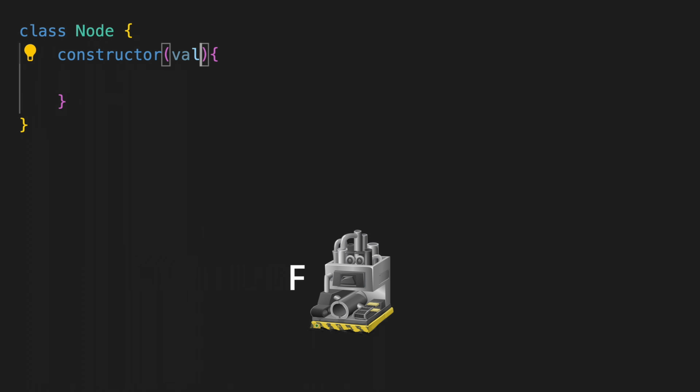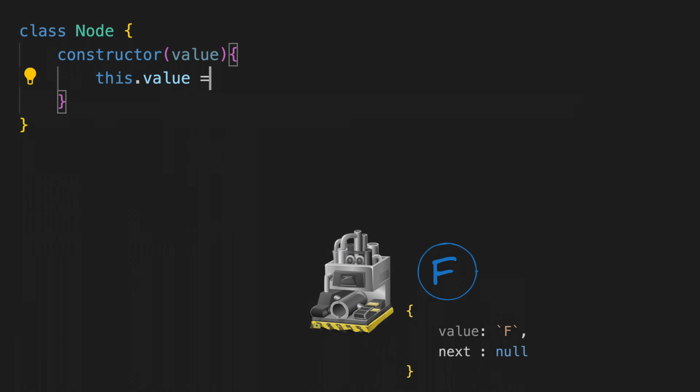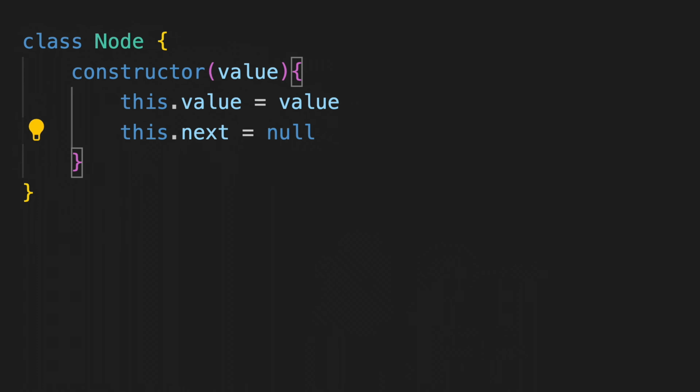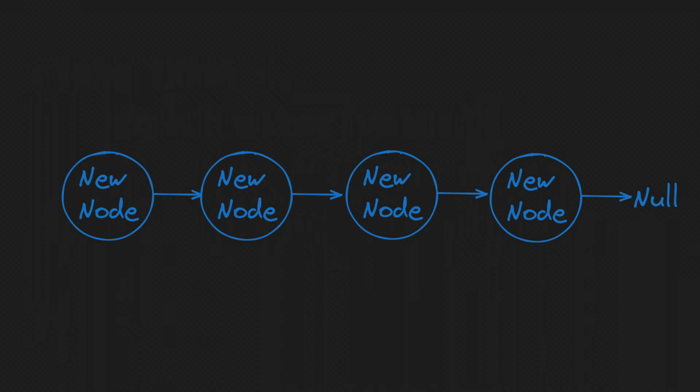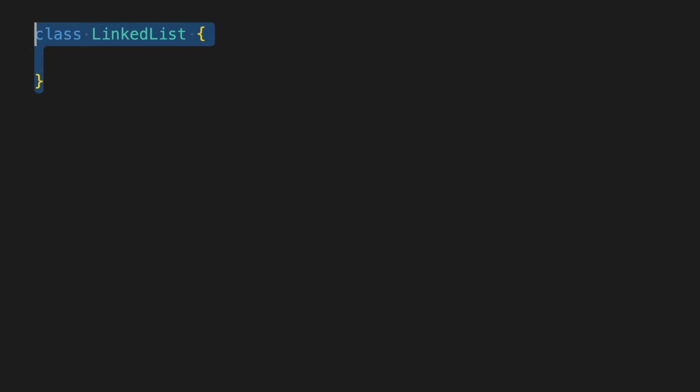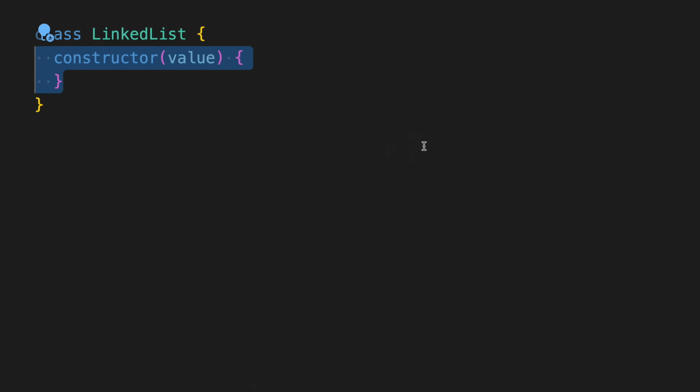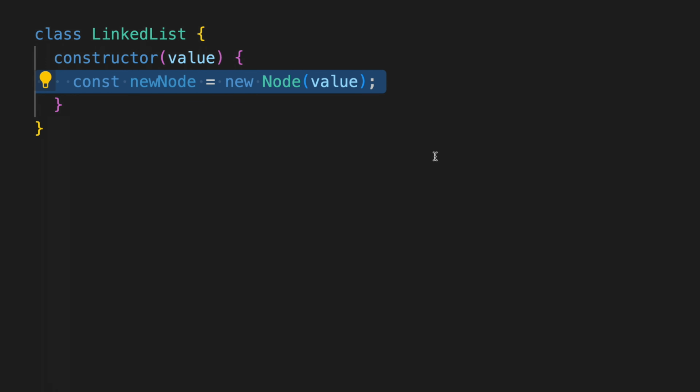We give it a value of f and it returns a node with a value of f and it points to null. This is a class of node and the constructor inputs a value. This dot value is equals to the value which we just input, and this dot next is equals to null as this points to null. Okay, now that we have made a node, let's make our linked list. Class linked list. It has a constructor which inputs a value. Now we will use the node class we just created to create a new node. Const new node, which is equals to new node which takes a value. And as you remember, this spits out a node with the input value and next is equals to null.